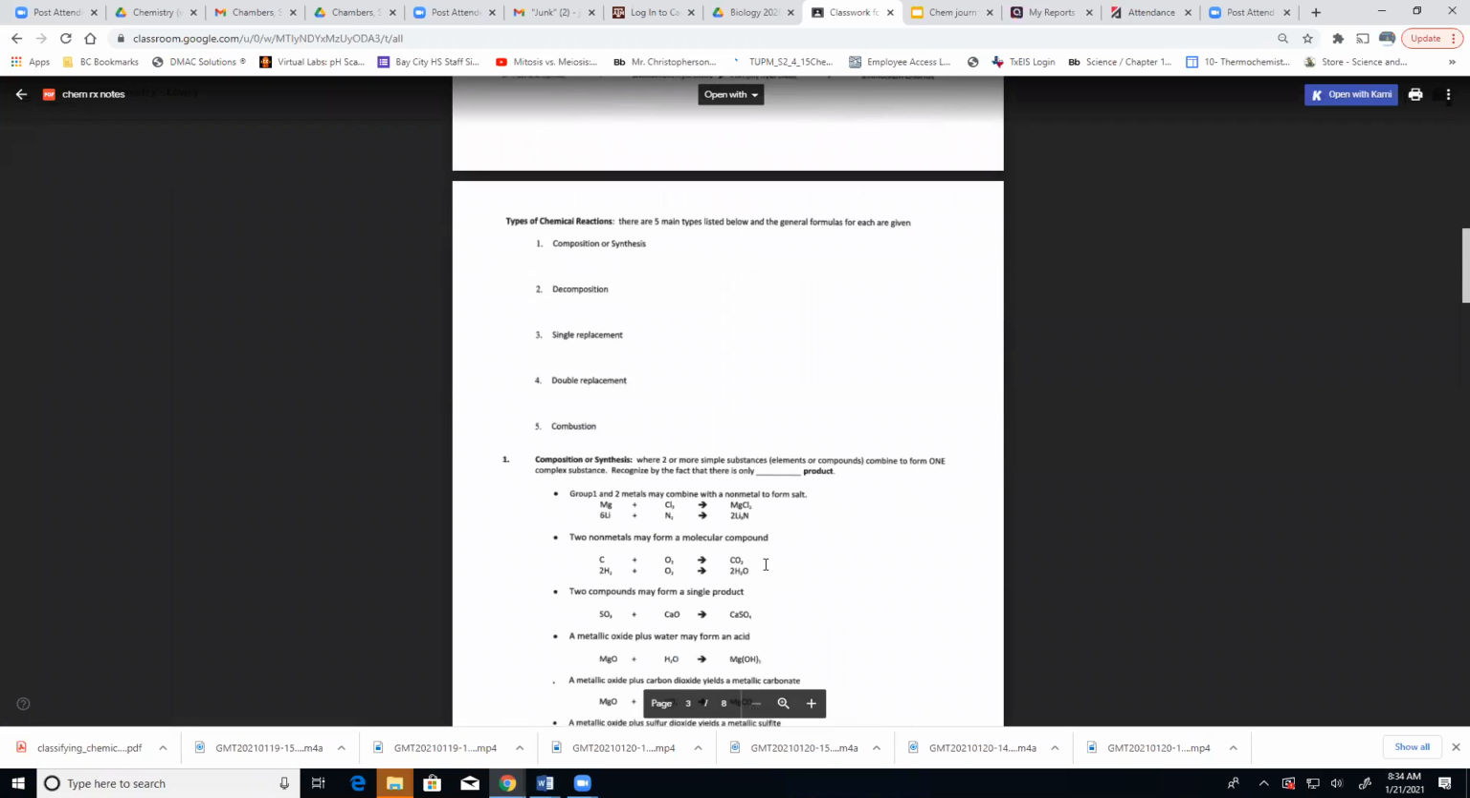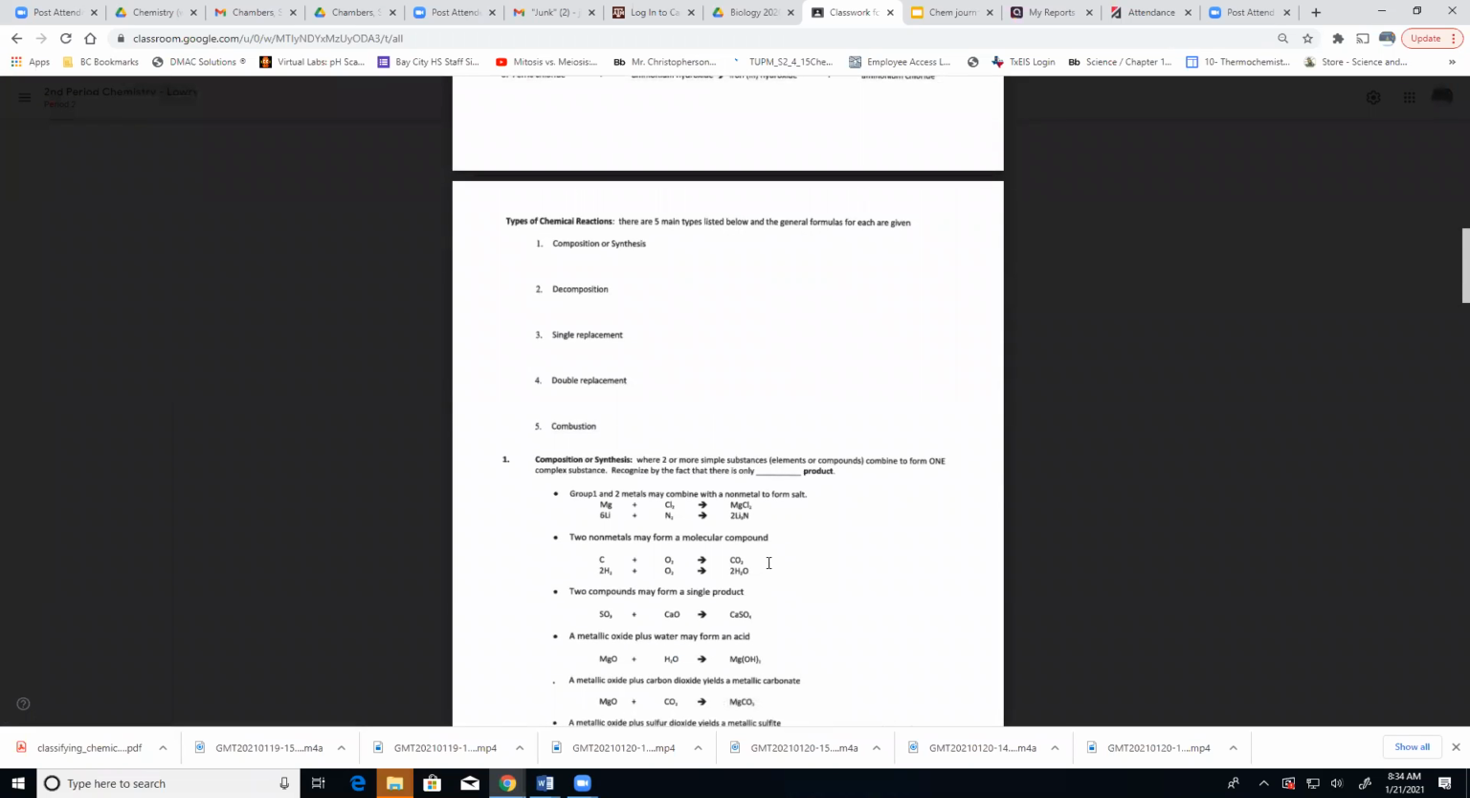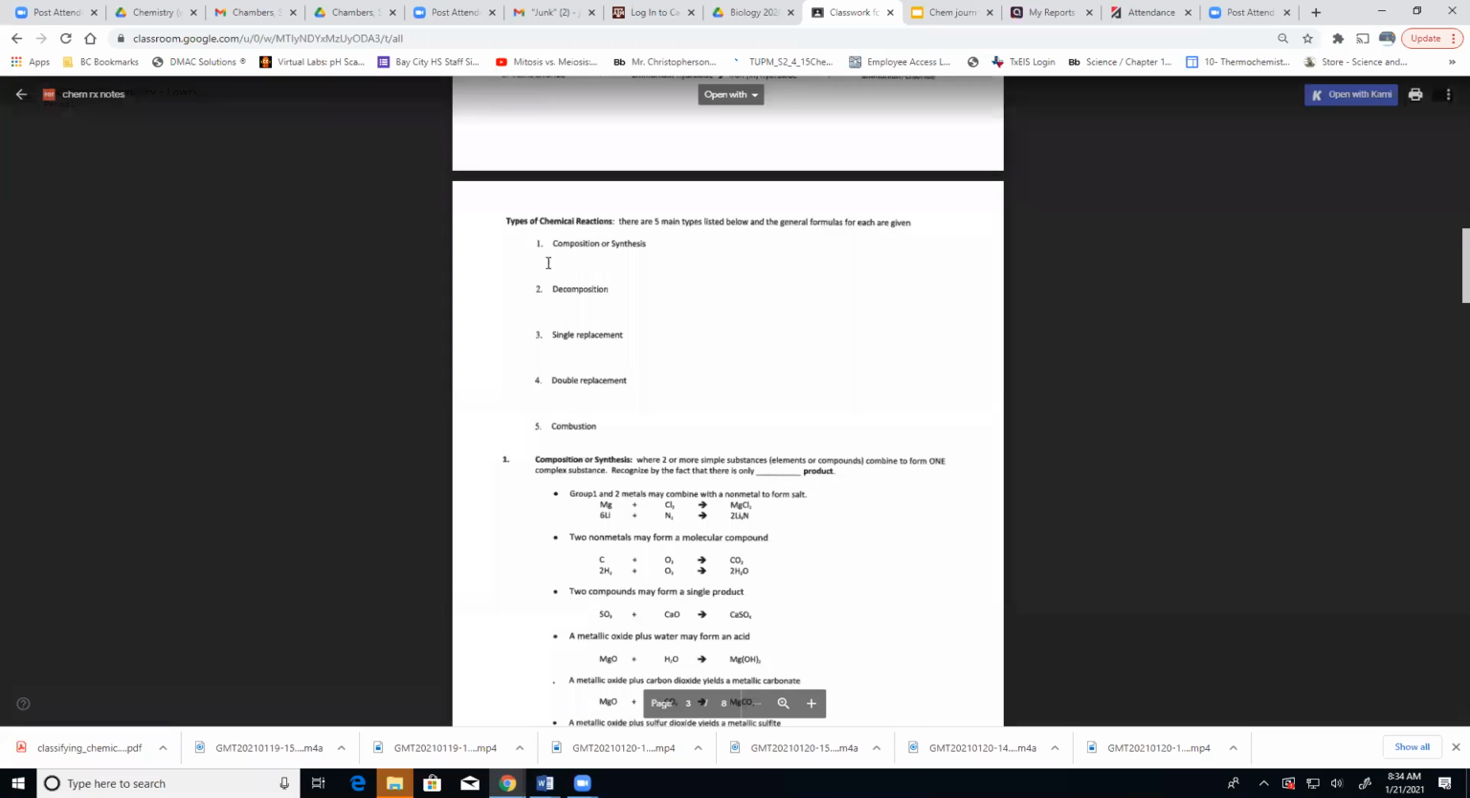So this types of chemical reactions part of your notes, that's what you're going to be wanting to look at. We talked about 5 different types. After today, we will have done the first 3.